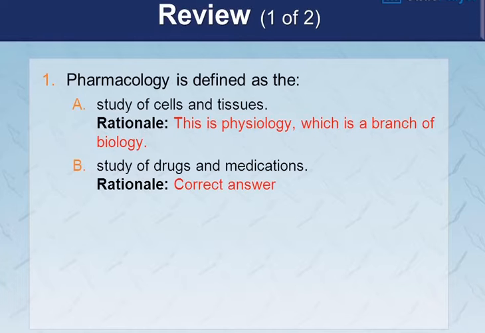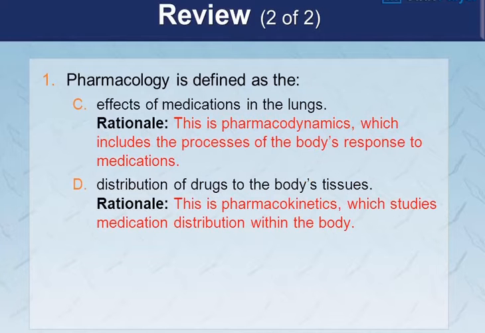Review, 1 of 2. Pharmacology is defined as the study of cells and tissues. Rationale: this is physiology, which is a branch of biology. Study of drugs and medications. Rationale: correct answer.